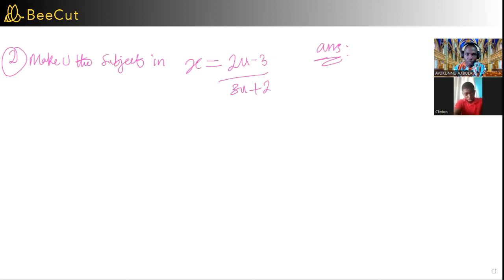When you see anything like this, you discover that this is a fraction. Can you see the fraction? So all you have to do is to cross multiply. Cross multiply. Okay? Yes, sir. So that means if x is multiplying this, then it's going to become x, open a bracket, 3u plus 2, close your bracket. Then have 1 times 2u minus 3. 1 times anything is that same thing. Yes or no? Yes, sir.